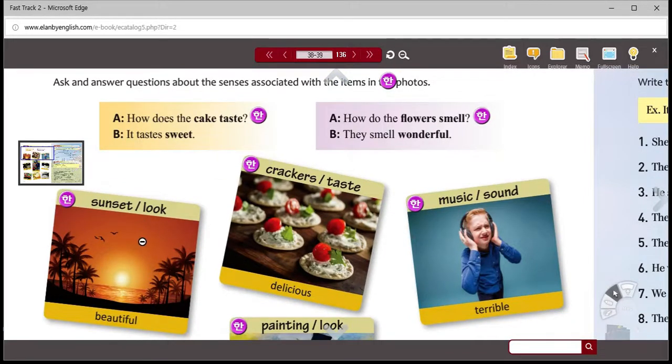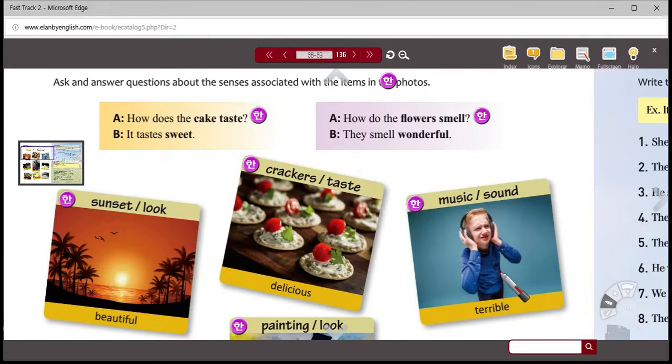How'd you do on the first one? We're talking about a sunset, we're given a verb and an adjective. So the question, how does the sunset look? It looks beautiful. So maybe somebody is calling you on the phone, asking you to describe a sunset. It looks beautiful. Now we're talking about crackers, or maybe some hors d'oeuvres. How do the crackers taste? They taste delicious.